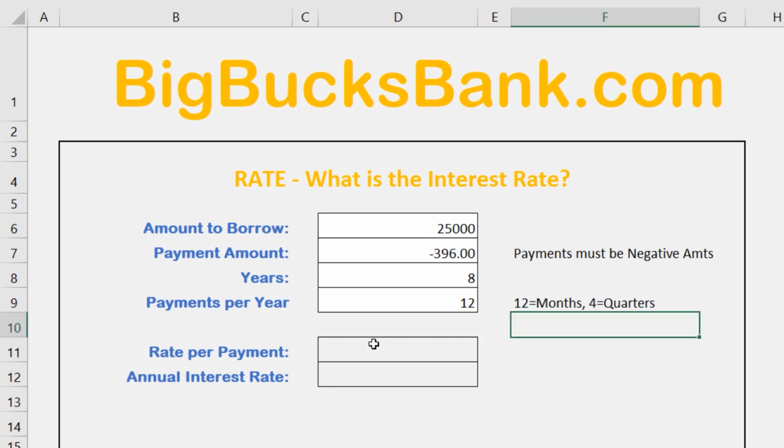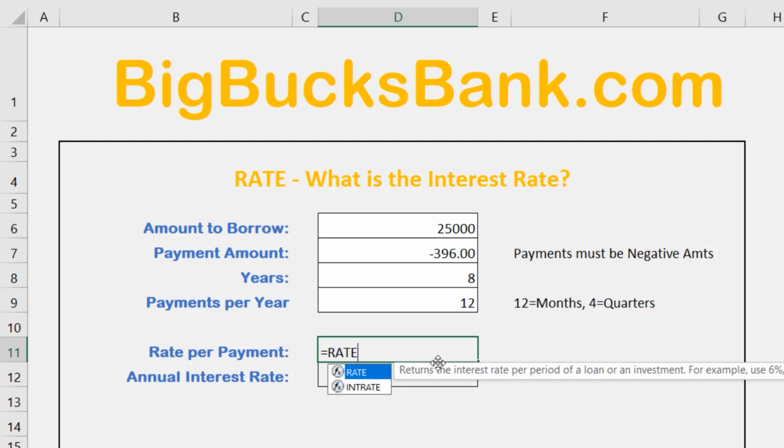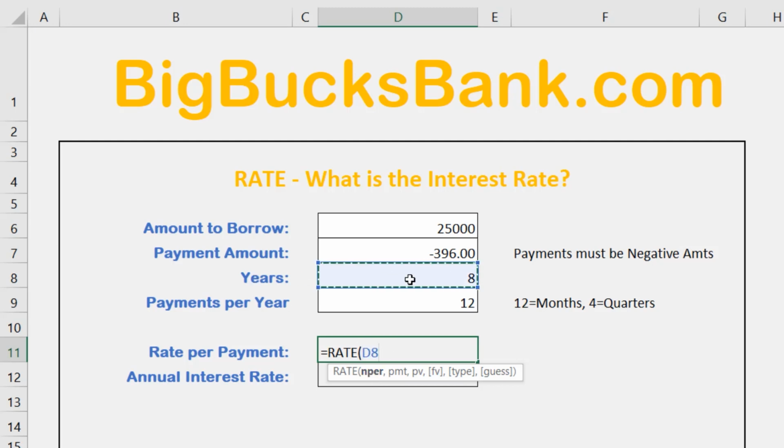I'm going to begin by clicking in the answer cell, and then I'll hit my equal sign and type in rate. I'll open a parenthesis. The first thing it wants is the number of payments, so I'll click on the number of years and multiply that times the number of payments per year.